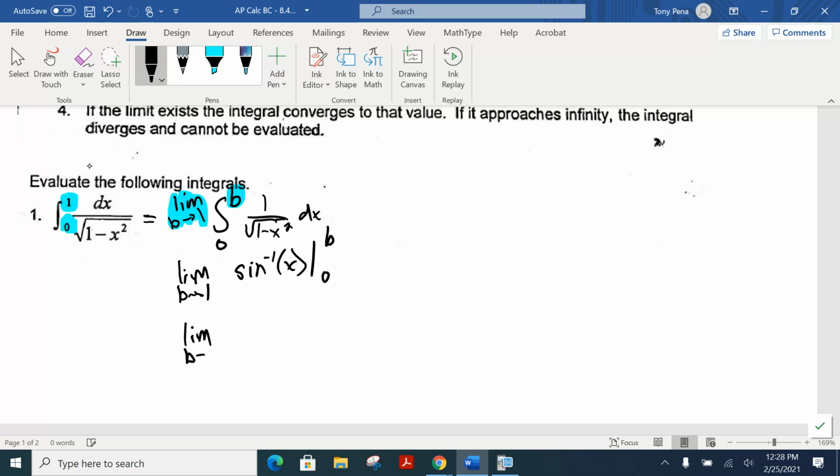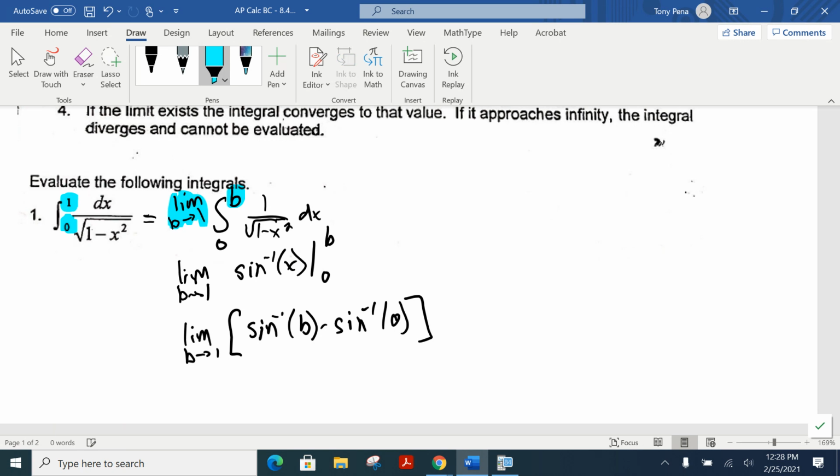And then just continue to do what you normally do. Plug in your upper limit, subtract, plug in your lower limit. The second part we can evaluate, right? The inverse sine of 0 is just asking us on the unit circle what angle has a y coordinate of 0, and that would be the angle 0. So we know we're going to have a minus 0 for this one.